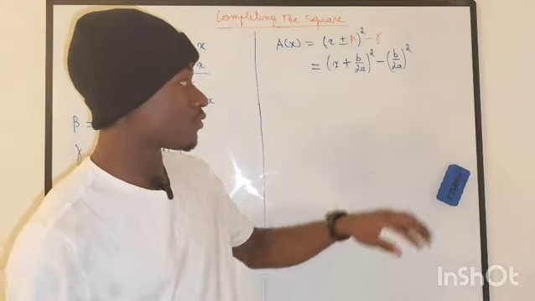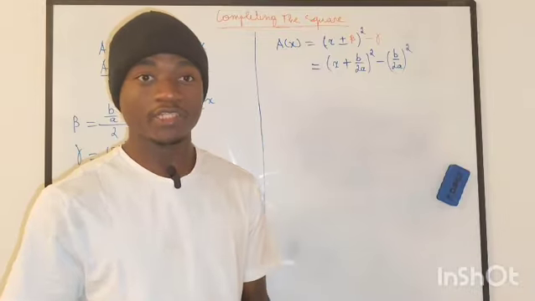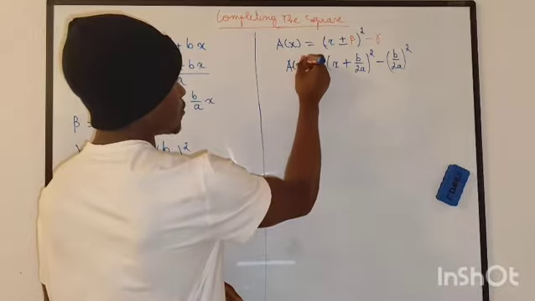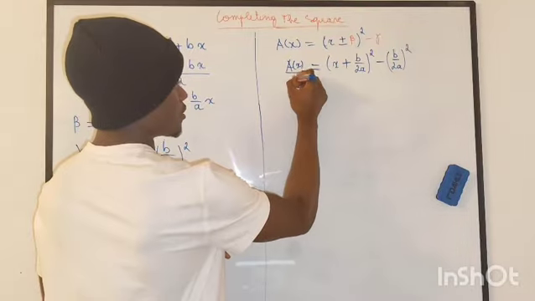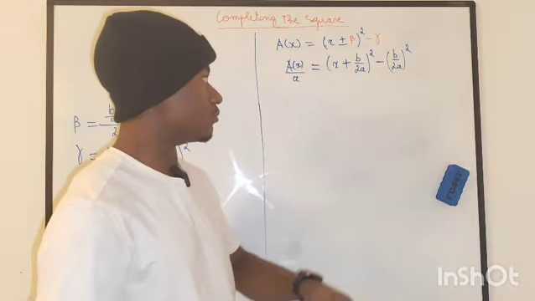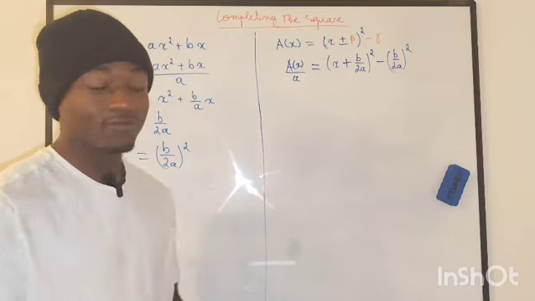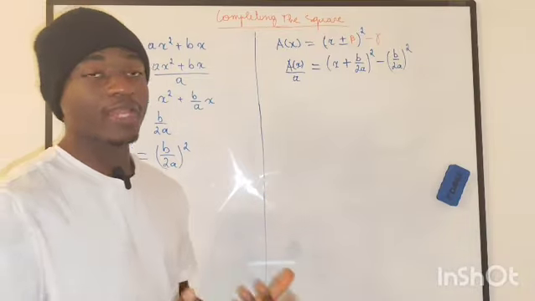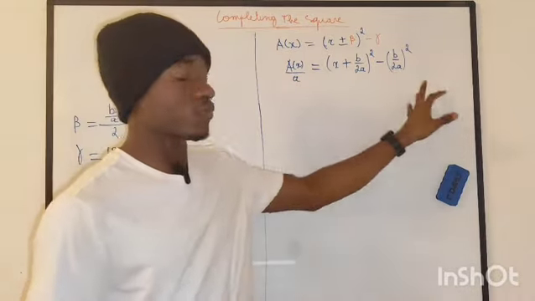Really nice. So when we reach this step, to keep all that mathematically correct, we need to write f(x) over a, since that is what we have here. So f(x) over a will be x plus b divided by 2a, squared, minus b over 2a, squared. That's the general expression, and we've met the completing square of this expression, and that is what we get.